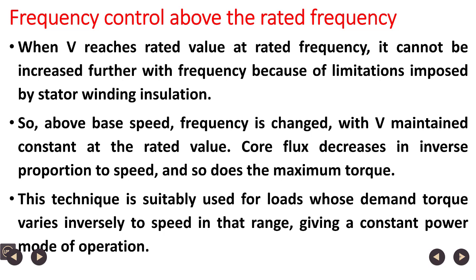Because voltage is constant, product F phi is constant and frequency is increased to increase the speed, so flux reduces. Core flux decreases in inverse proportion to speed or frequency, and because flux decreases, the maximum torque also decreases, because maximum torque depends upon the flux per pole. As the flux per pole decreases in inverse proportion to speed, the maximum torque also decreases in inverse proportion to the speed. This technique is suitably used for loads whose demand torque varies inversely to speed in that range, giving constant power mode of operation.